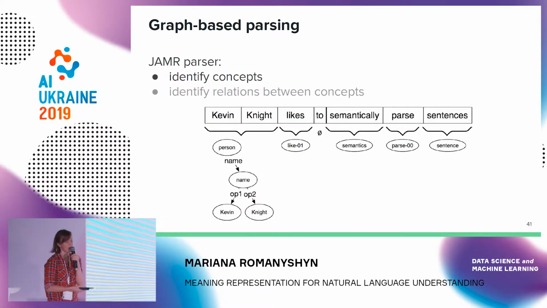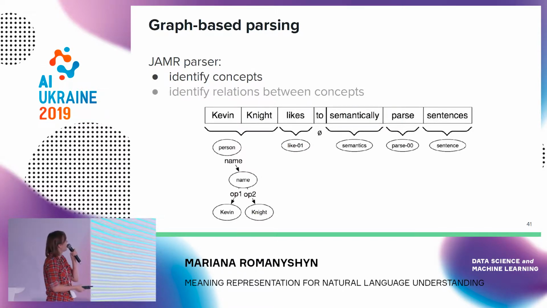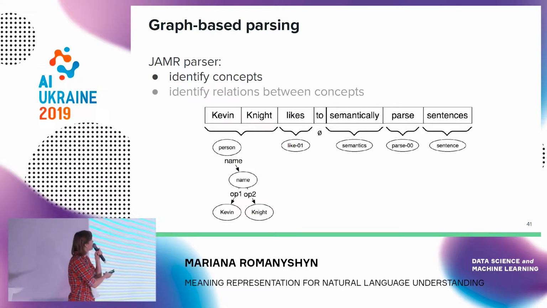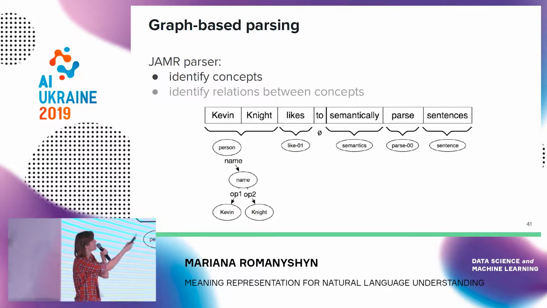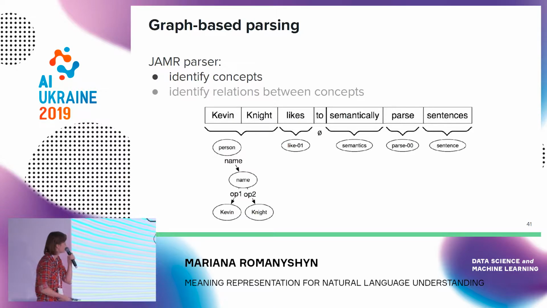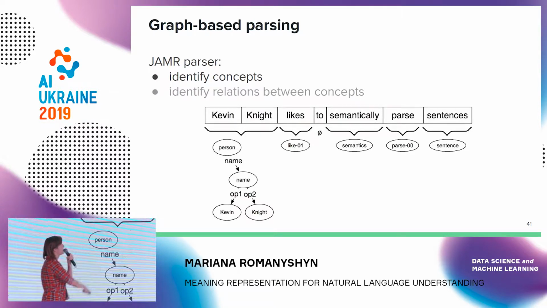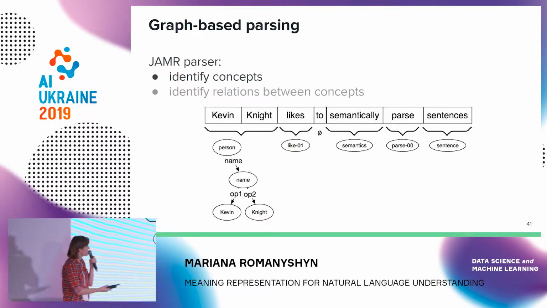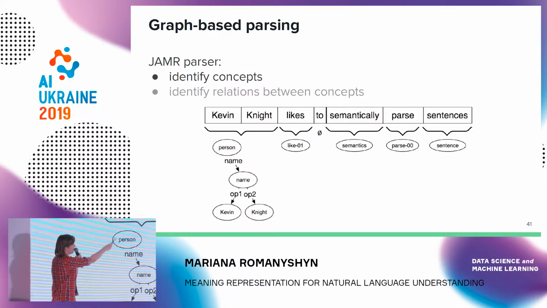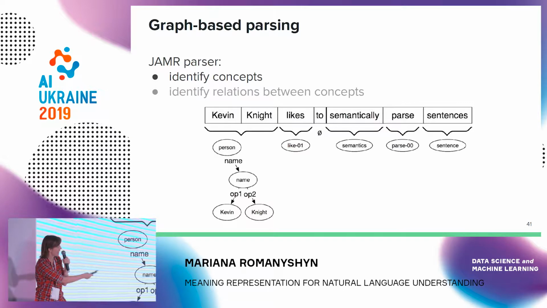Graph-based parsing has a pretty simple intuition. There's a JAMR parser that is open source and available on the web, and it works in 2 steps. The first step is to identify concepts. Say we have this toy sentence: Kevin Knight likes to semantically parse sentences, as you and I do here, right? We run our named entity recognition, and we know that Kevin Knight is a person. So we can create, in a rule-based approach, a node of person that has a name, Kevin Knight.